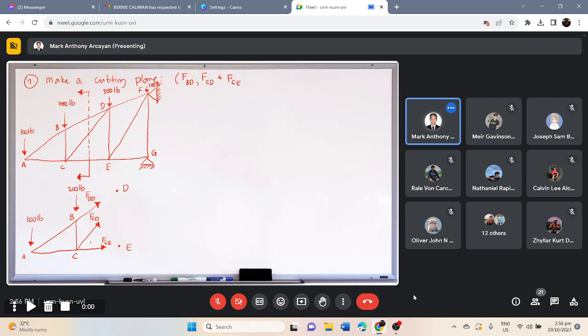So here we have already extracted the section. We will perform summation of forces, vertical and horizontal, so that we can solve for these three forces here.